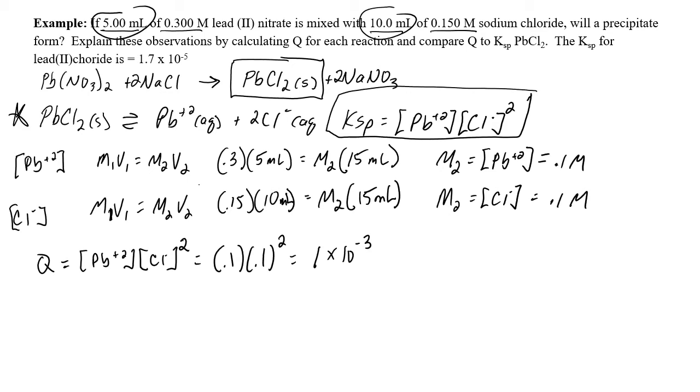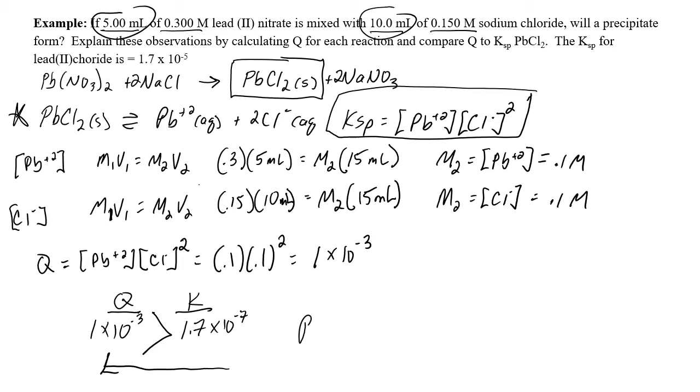All right, let's compare Q to K. Q is 1 times 10 to the negative third, and K was 1.7 times 10 to the negative fifth. Q is greater than K. The reaction is going to shift to the left, towards the solid. If it's shifting towards the solid, a precipitate will form.